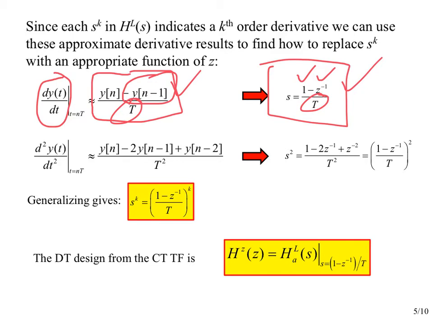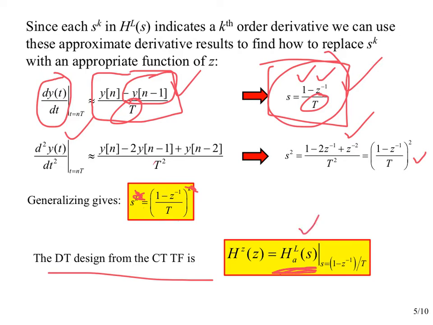Everywhere there's an S we would replace that. We could then do the same thing for the second order derivative and recognize that it can be written as 1 minus Z inverse over T squared. So it's just the square of what we had for S, and in general we can show that S to the K gets replaced by the thing that we had for S raised to the K. So in reality, we can talk about a replacement of S, whether we have the K there or not. We can just replace S by 1 minus Z inverse all over T. And so there is our design methodology. You give me an analog filter with a transfer function that I know, show me the functional form for that, a ratio of two polynomials in S.